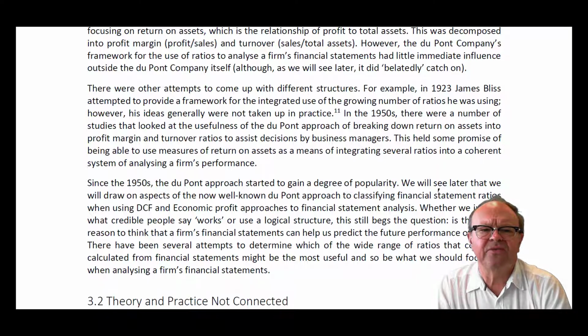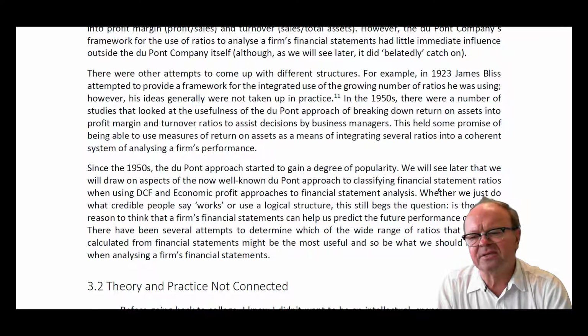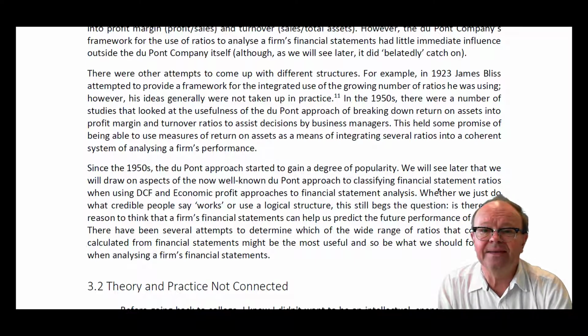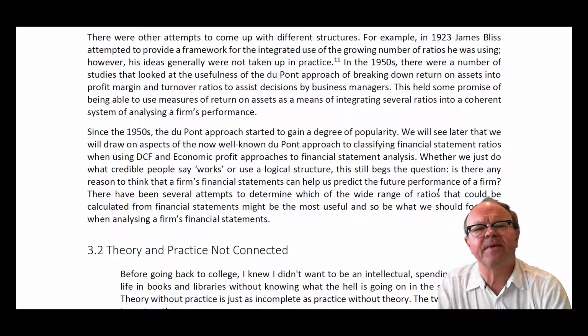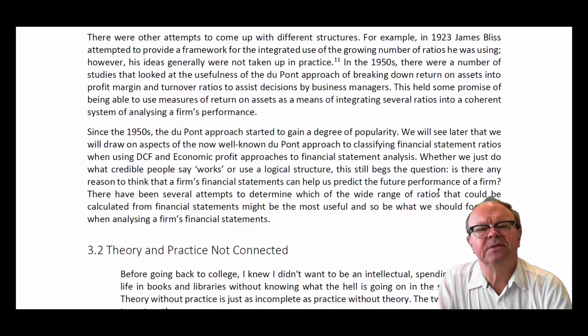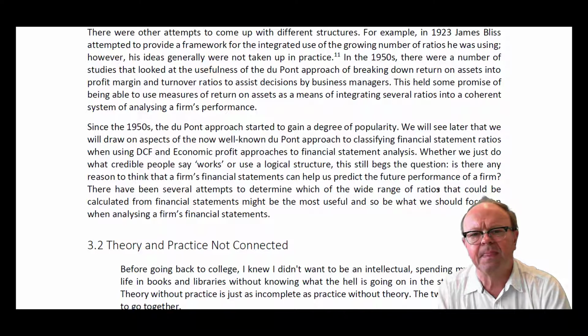However, the DuPont company's framework for the use of ratios to analyse a firm's financial statements had little immediate influence outside the DuPont company itself, although, as we will see later, it did belatedly catch on. There were other attempts to come up with different structures. For example, in 1923, James Bliss attempted to provide a framework for the integrated use of the growing number of ratios he was using. However, his ideas generally were not taken up in practice.